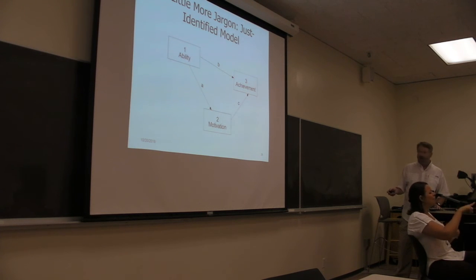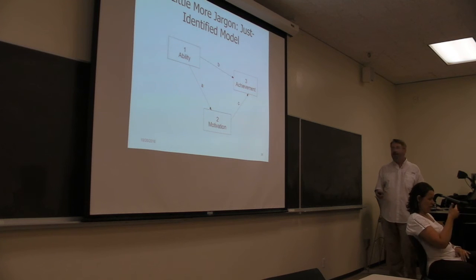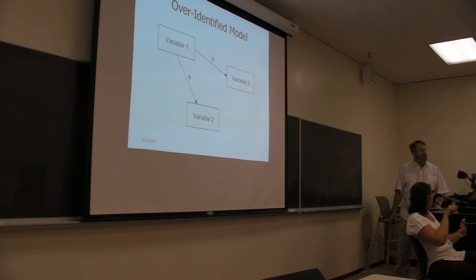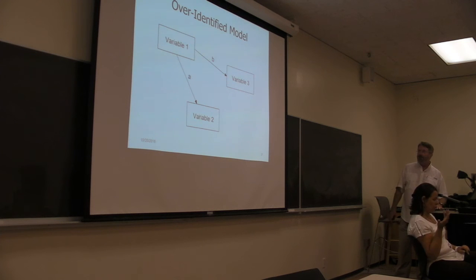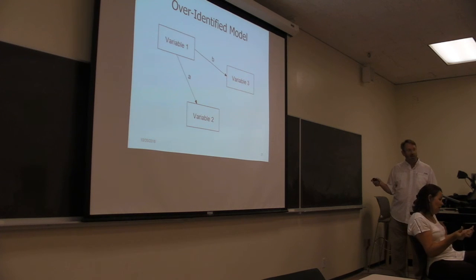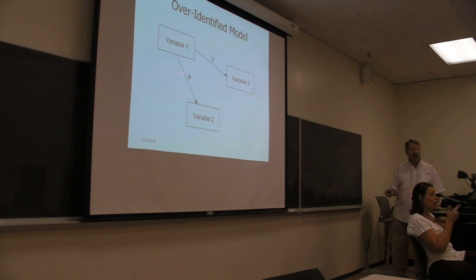If you had an over-identified model, say without that path, you said, you know what, I think that ability influences motivation, and ability influences achievement, but motivation has no effect on achievement. Well, you still got three correlations between these three variables. So you got three knowns, but now you only have two unknowns. And as a result, if you were solving this by hand, you could come up with two equations for solving for A and two equations for solving for B.